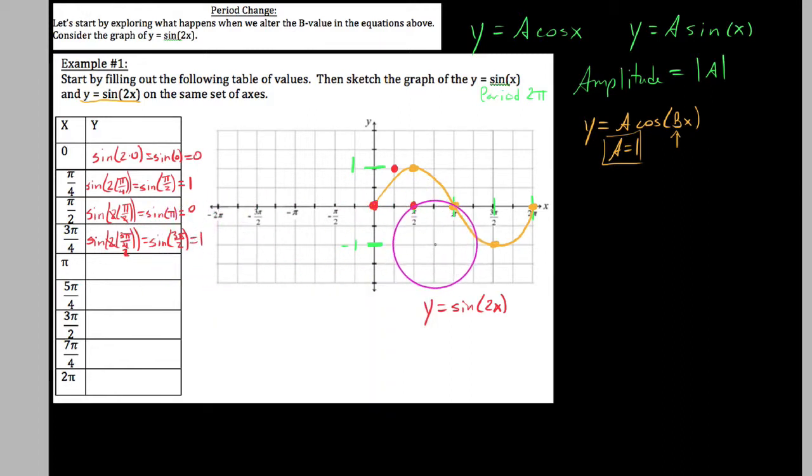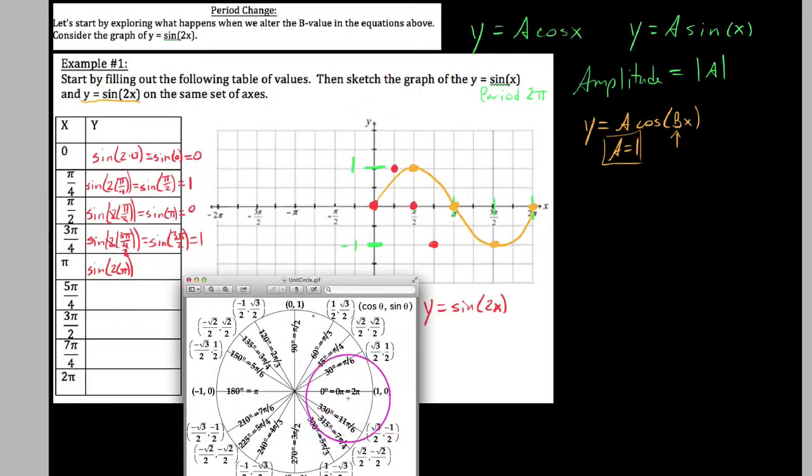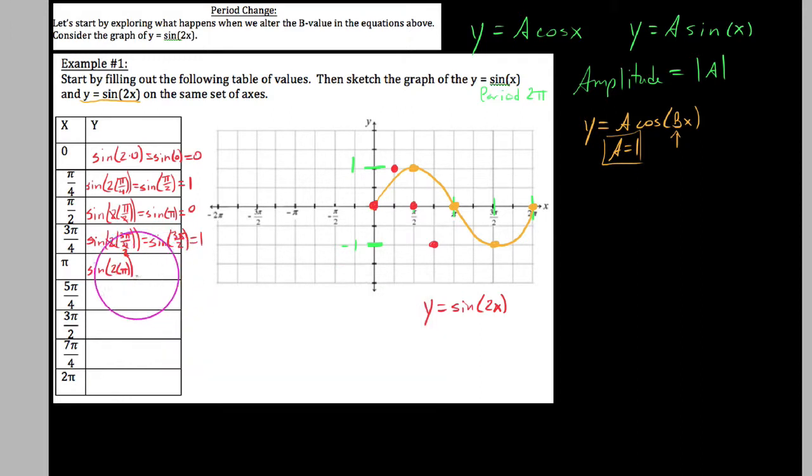And you could probably guess what's going to happen next. But if we were to plug in pi, we say sine of 2 times our input, where our input is pi. Well, sine of 2 pi is the same thing as sine of 0, since 2 pi here is coterminal with 0, and sine of that is 0. So we say sine of 2 pi is 0. So we get this graph right here.